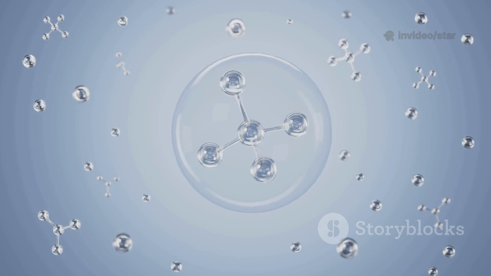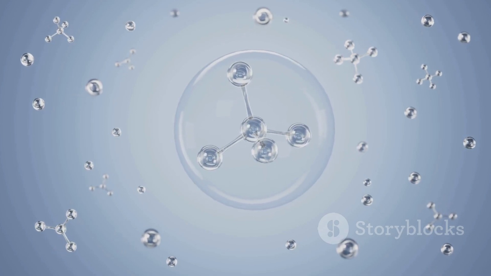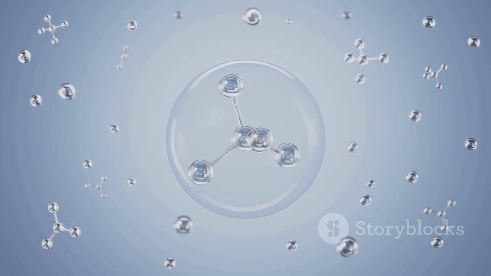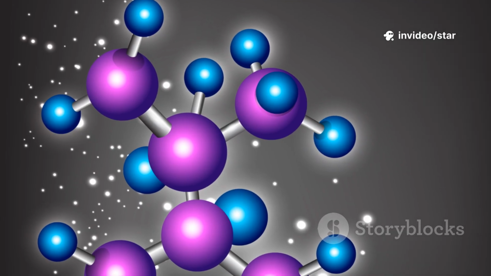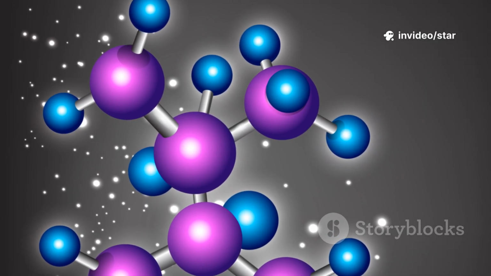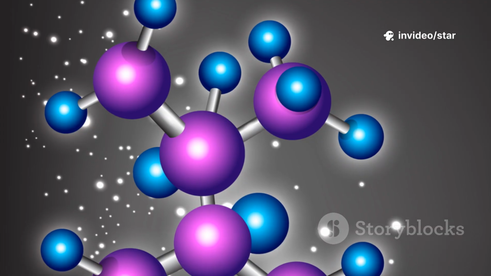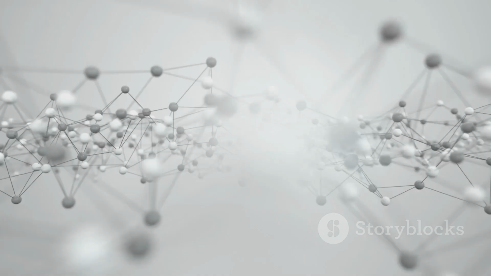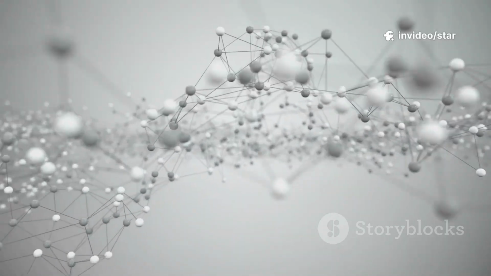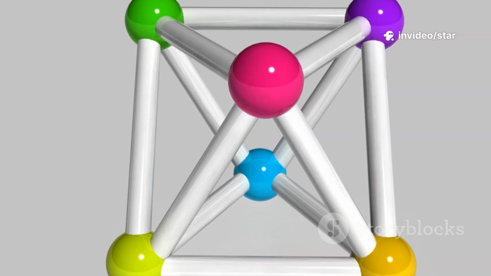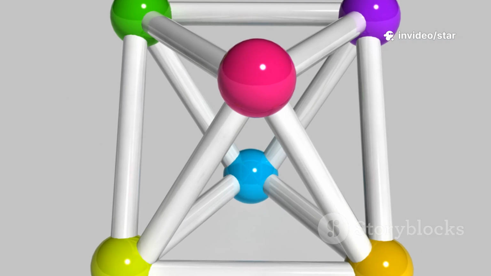A great chemical example is butane, which has the chemical formula C4H10. In one form, n-butane, the 4 carbon atoms are linked in a straight, unbranched line. But in its isomer, isobutane, 3 carbons form a chain, and the 4th one branches off the center carbon, like a T-shape.